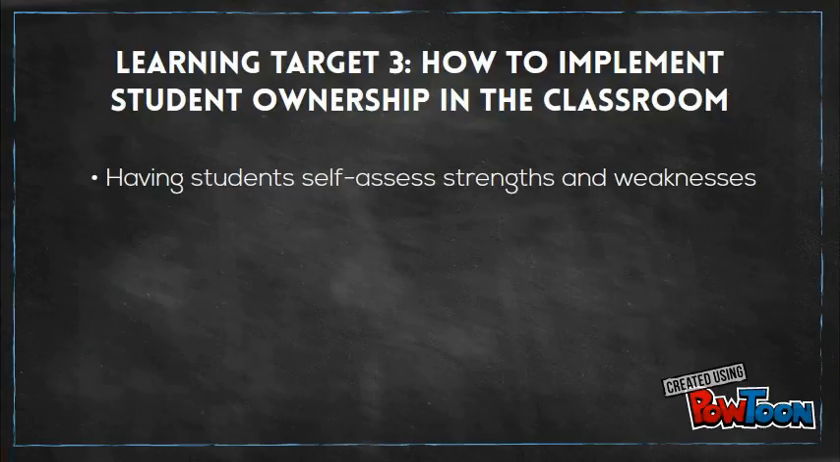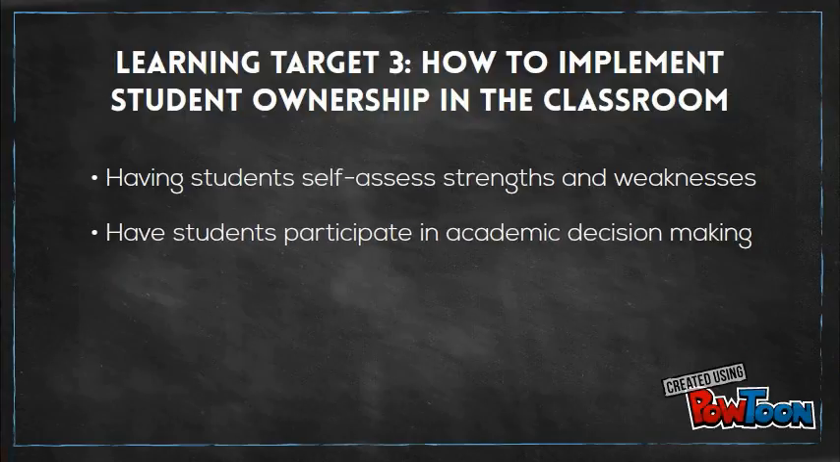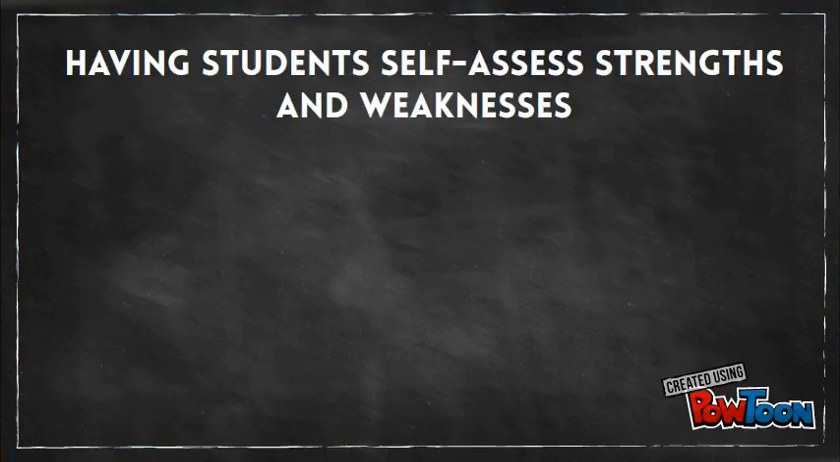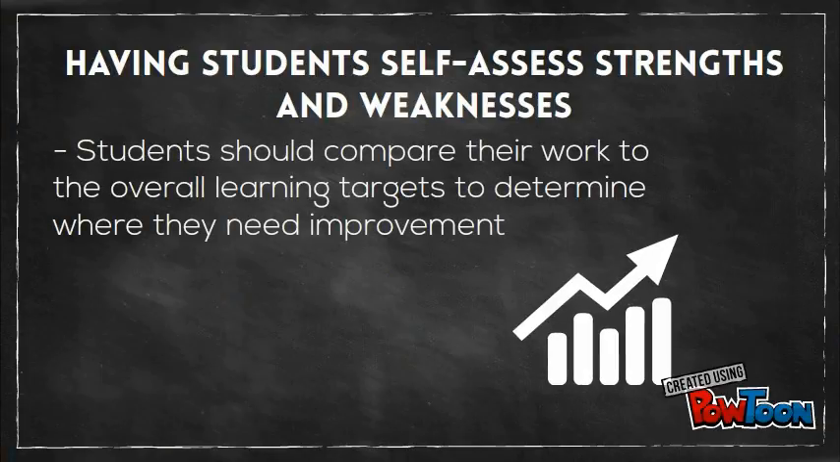You can have students self-assess their strengths and weaknesses, have students participate in academic decision-making, have students set their own goals and affirm preferences, and have them self-evaluate their growth. In order to have students self-assess their strengths and weaknesses, students should compare their work to the overall learning targets to determine where they may need improvement.